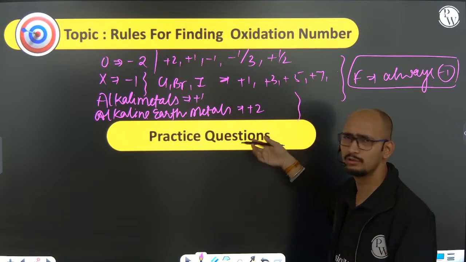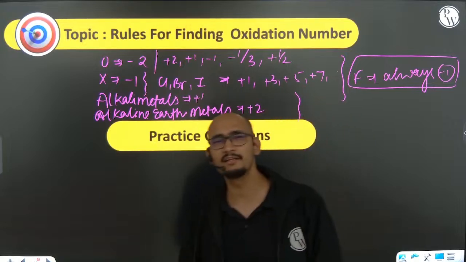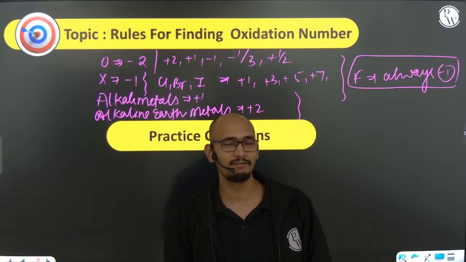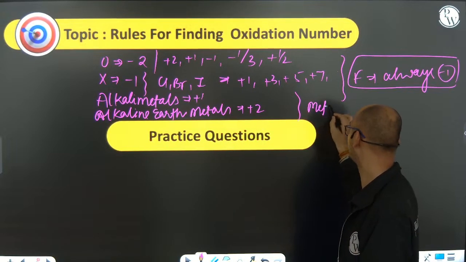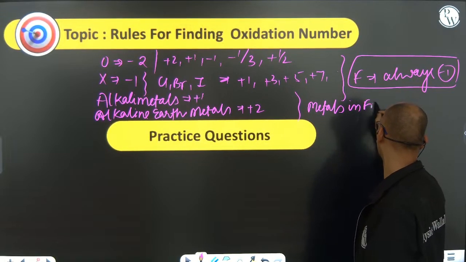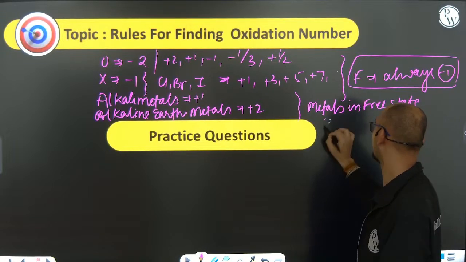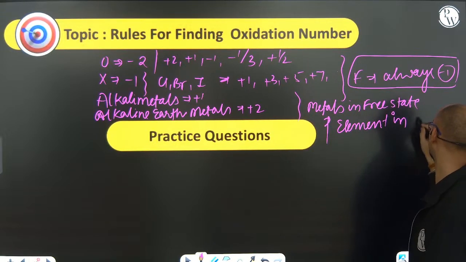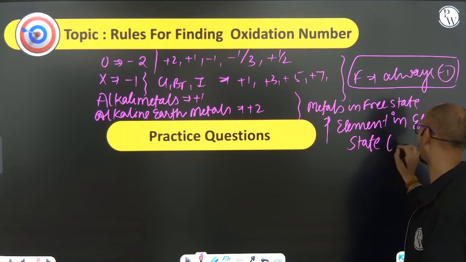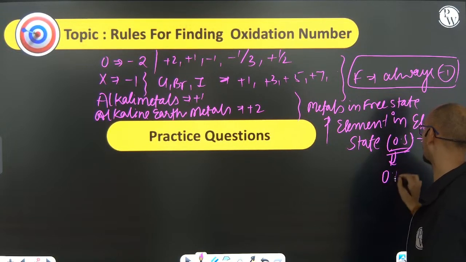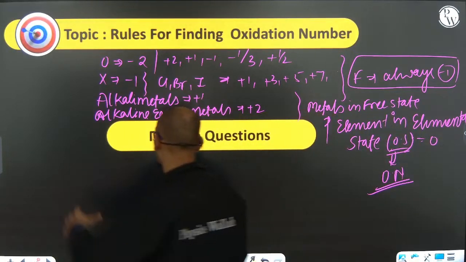And next, there will be a rule that I can say that if there is something in its elemental state, or if metals are there in just the metallic state, or in the free state, so they will have the oxidation state 0. So metals in metallic, or you can say free state, and elements in elemental state have oxidation state how much? Oxidation state always 0. I'm using this oxidation state. You can also call it oxidation number. Please note it down. So these points are there.